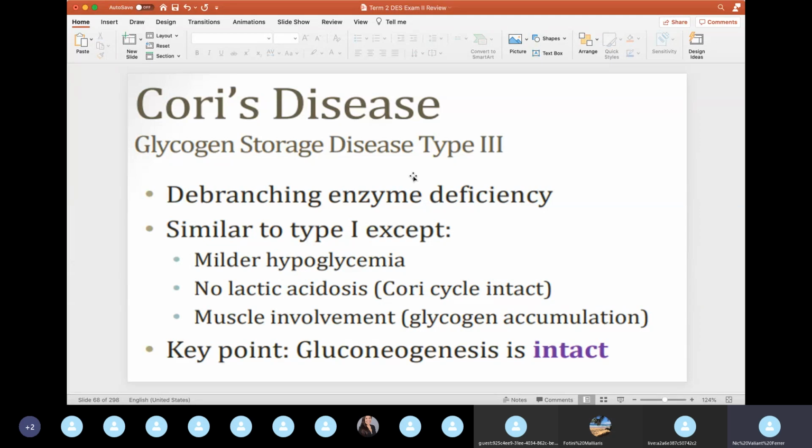Cori's disease, on the other hand, is glycogen storage disease type 3. This is a debranching enzyme deficiency. Similar to von Gierke's, except milder hypoglycemia and no lactic acidosis. Remember, the Cori cycle is still intact in your liver. And you have muscle involvement. What's the key point here in Cori's? Gluconeogenesis is intact. Contrast this with von Gierke's, where gluconeogenesis is kaput. It's gone. You don't have glucose 6-phosphatase there.